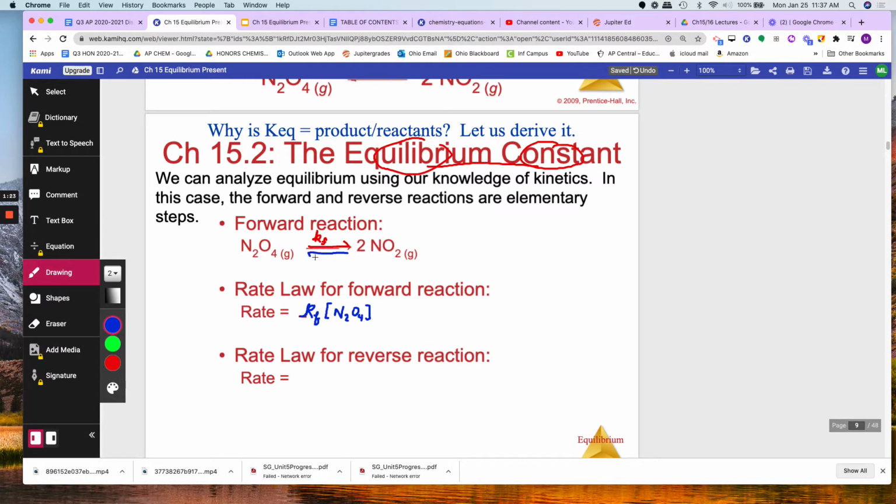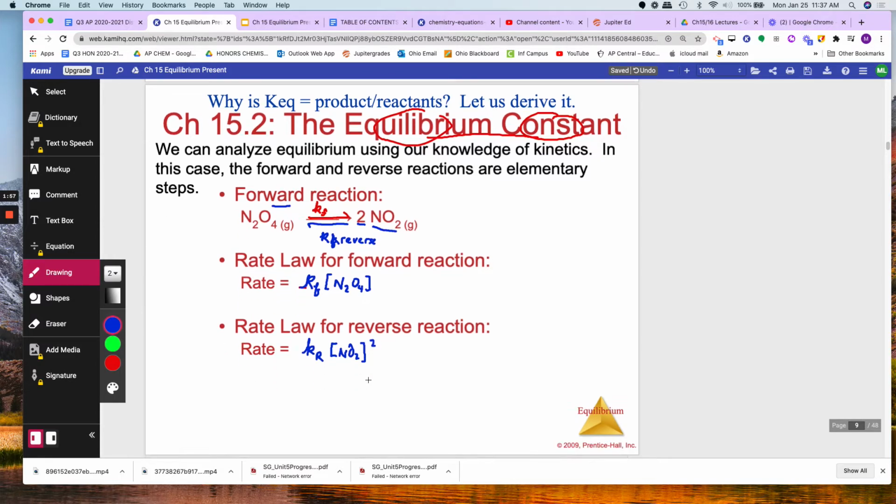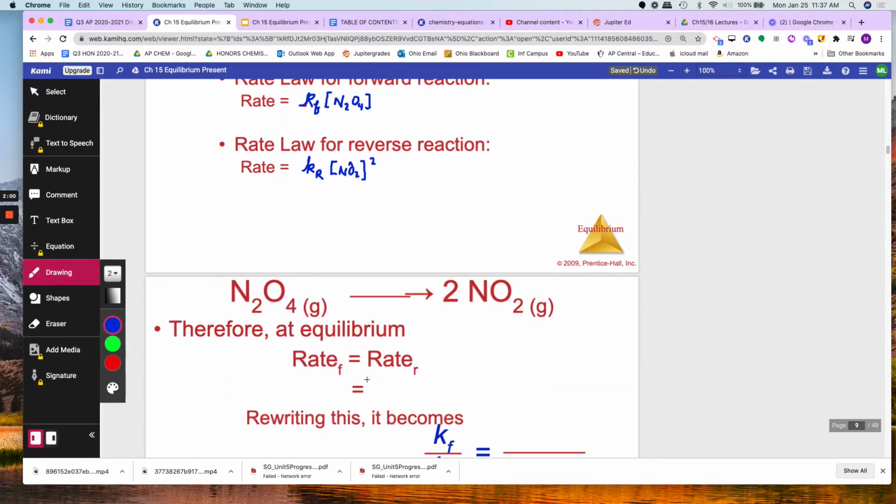The reverse reaction is going down. We're going to start with NO2. So it's going to be not Kf, Kr, R for reverse, and F for forward. We're starting with NO2 going backwards, so we're going to write NO2, and it's going to be a square there. So those are the rate laws going forward and going backward.